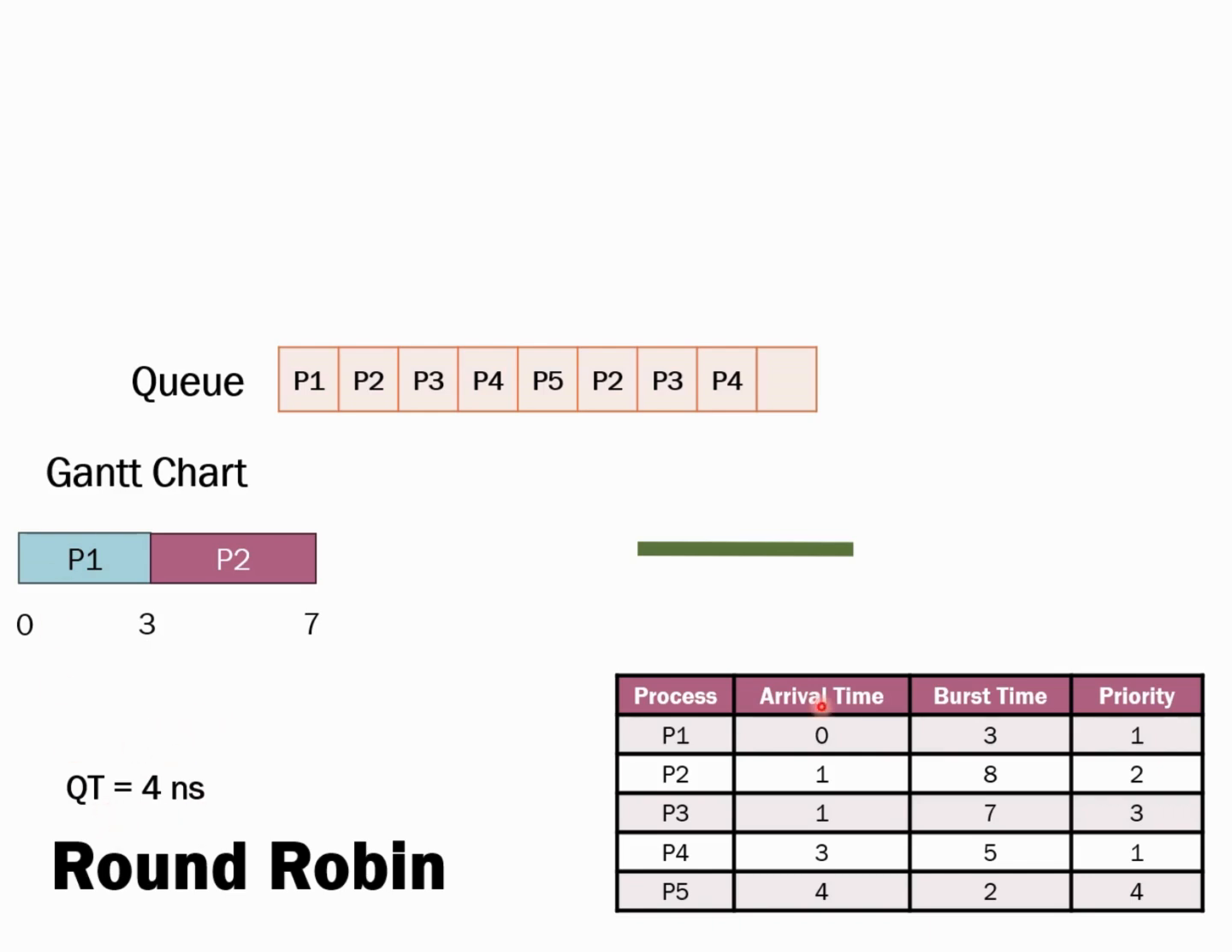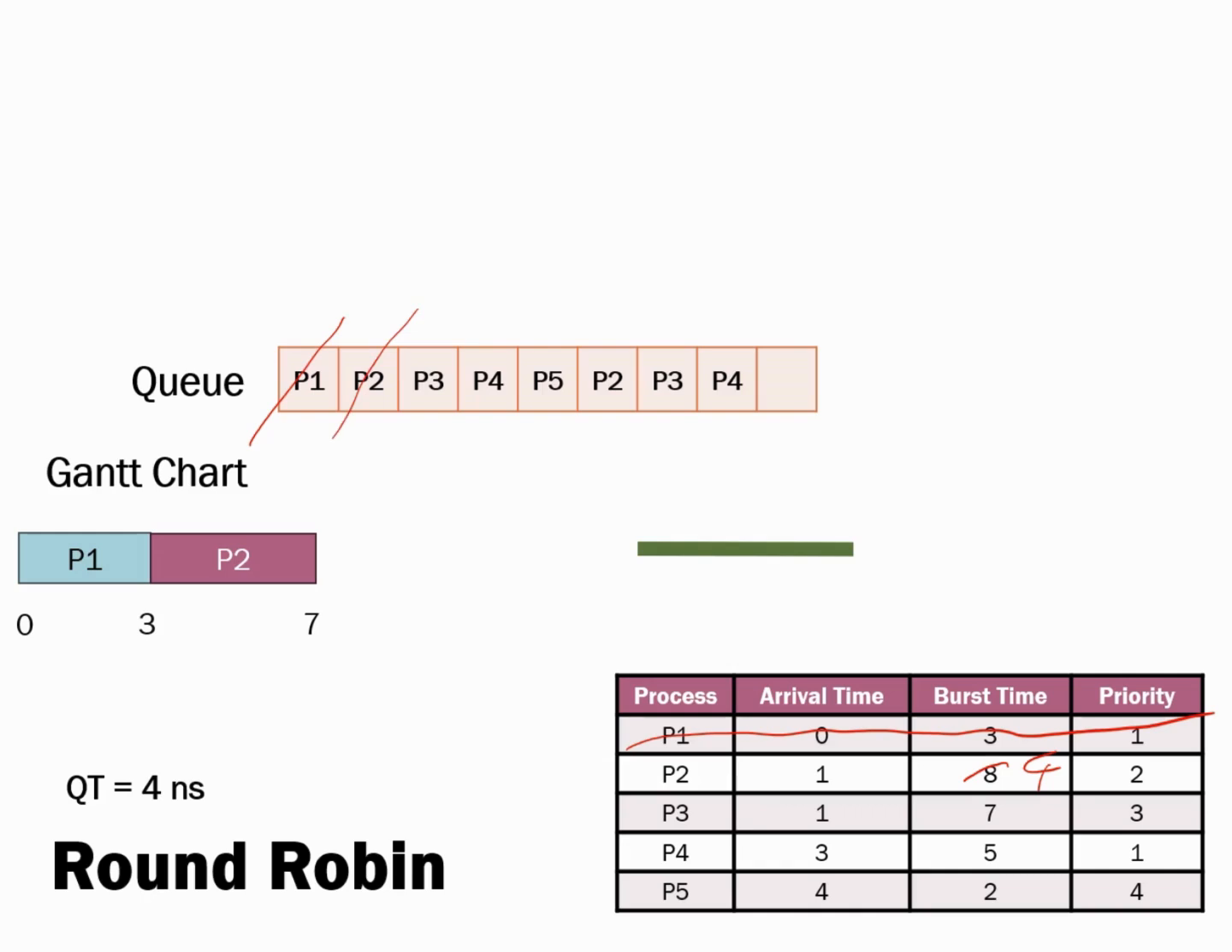So after that, between 0 and 3, we have P2, P3, and P4 here in the queue. So the next process will be P2 based on the queue, as you know here. P1 is completed here. So now P2 got the CPU for 4 nanoseconds. So 4 more remain.